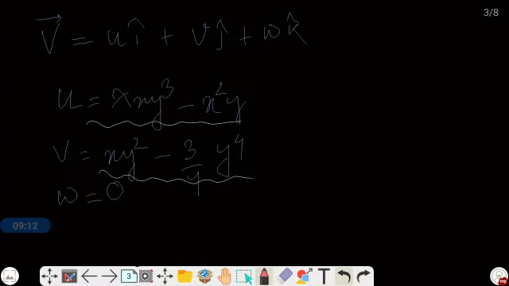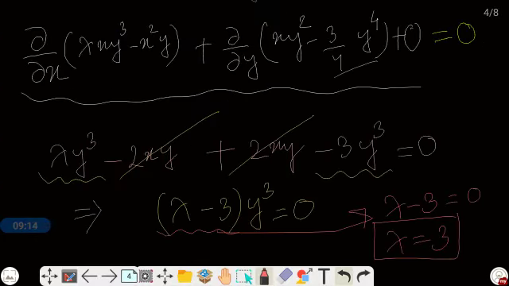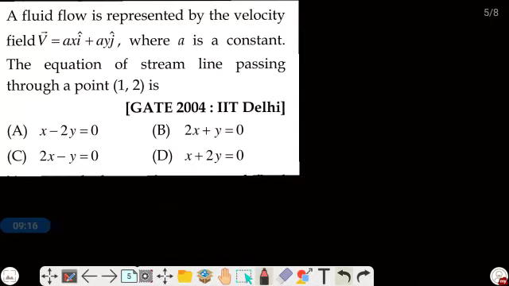Let's go to the next question. So this is our next question. The question reads: a fluid flow is represented by the velocity field v is equal to axi plus ayj, where a is a constant. The equation of streamline passing through a point 1, 2.